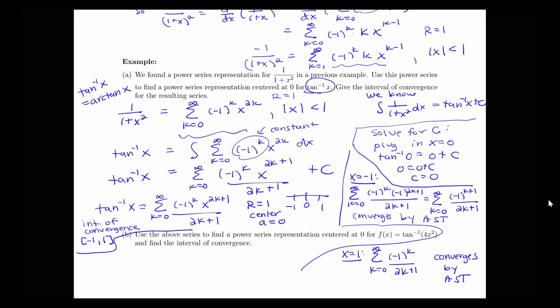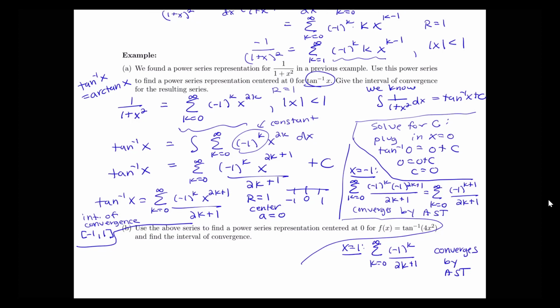So now let's look at our last example here. Now I want to use this series that I just found for arctan x to find a power series representation centered at 0 for the function tan inverse of 4x squared. So we've just done an example of using term-by-term differentiation of a power series to get a new power series. We did term-by-term integration to get a new power series. And then we're back again to doing one of those other kinds of manipulations, a composition of series. So just seeing how all of these tools together help us create power series for a wide range of functions.